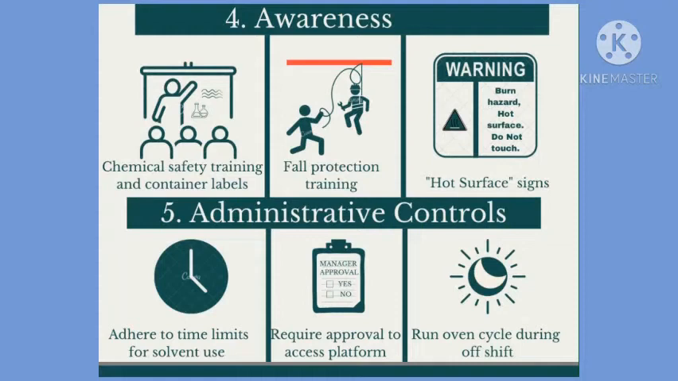Number 5, administrative controls. Administrative controls are work methods or procedures that are designed to minimize exposure to a hazard. Create instructions or safe work procedures for expected conditions, and establish appropriate procedures and safe work practices such as adhering to time limits for solvent use, requiring written approval to access the platform, and running the oven cycle only during off shifts.